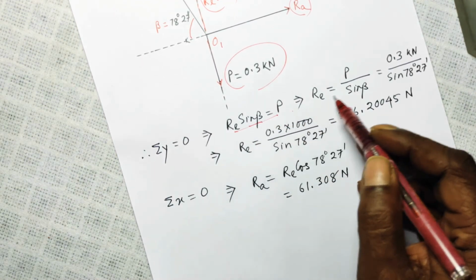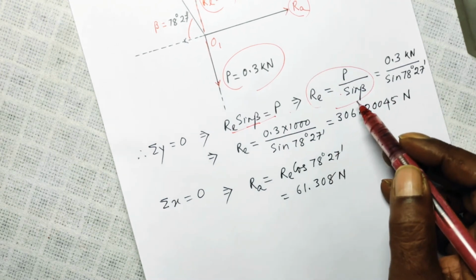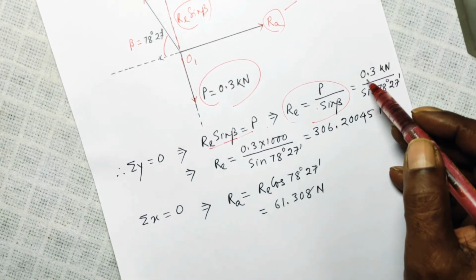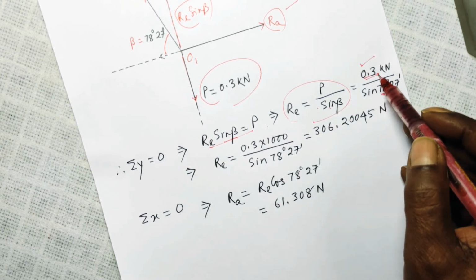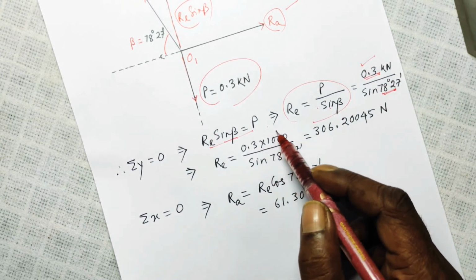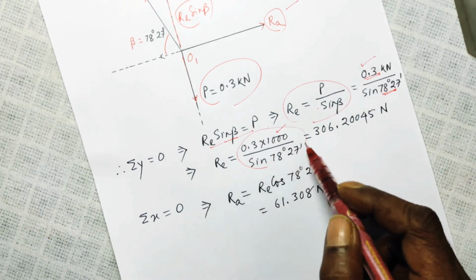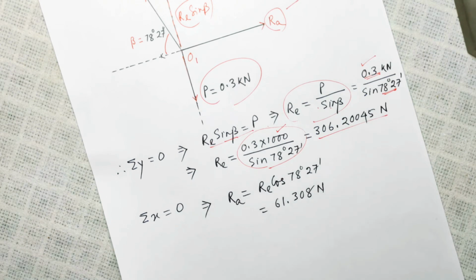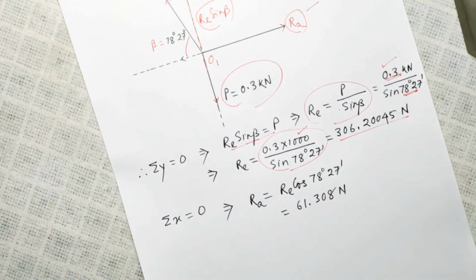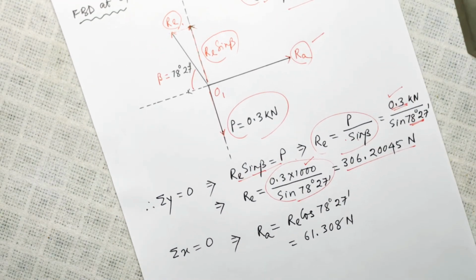So sin beta comes to the right hand side. So RE is P over sin beta. Value of P is put, sin beta, value of beta is put. I convert this to Newton by multiplying with 1000 and put it in a scientific calculator. This comes out to be 306.2045 Newton. Then apply sigma x is equal to 0.